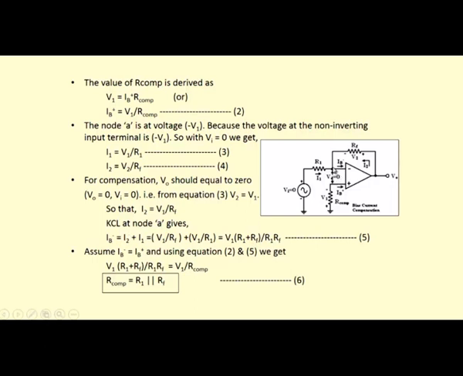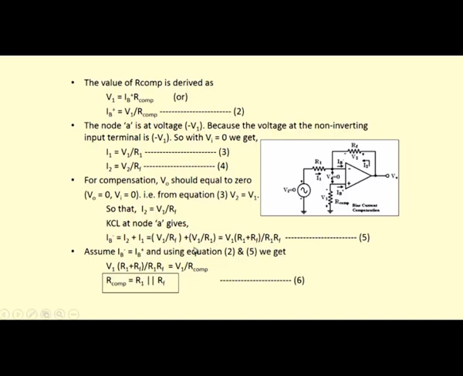We are applying KCL at this node A. KCL says the sum of currents flowing towards the node is equal to the sum of currents flowing away from the node. Here, the currents flowing towards the node are I1 and I2, and away from the node is IB minus. So, IB minus is equal to I1 plus I2, and we replace the equations for I1 and I2. I2 is V1 by Rf, and I1 is V1 by R1.